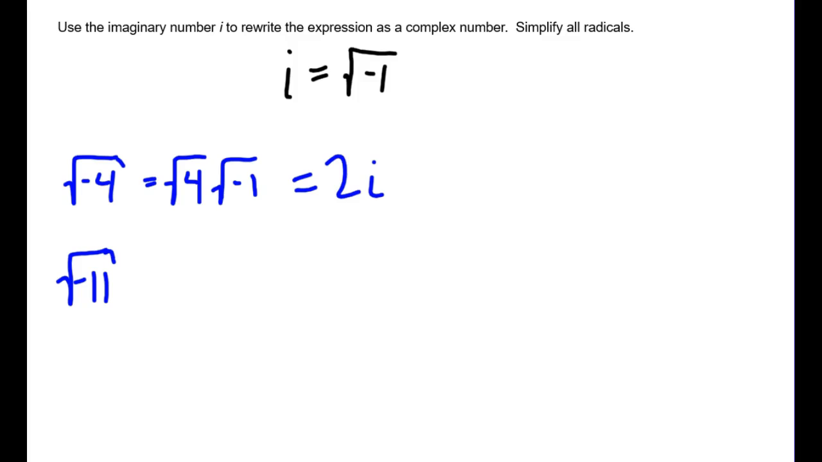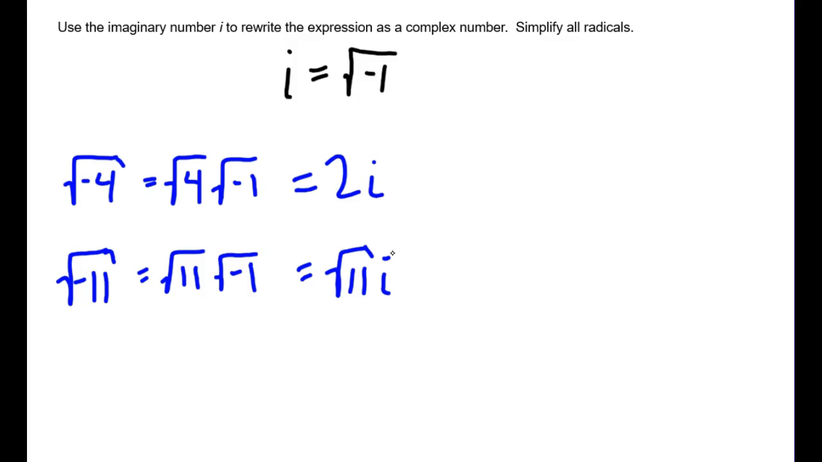Next, we want to simplify the square root of -11. We can break this up into the square root of 11 and the square root of -1. The square root of 11 does not simplify any further, so we just leave that as the square root of 11. The square root of -1 we said is i, and that is our simplified complex number.